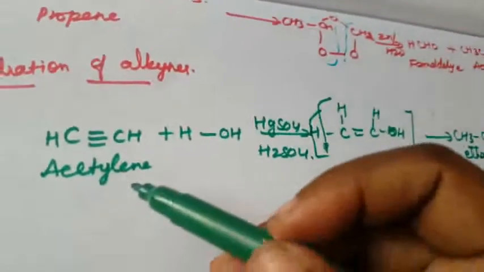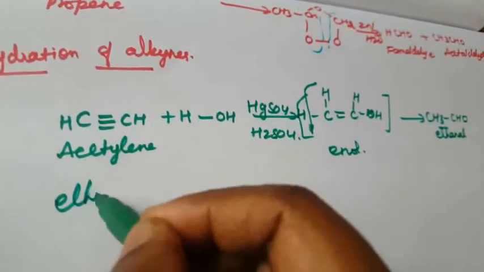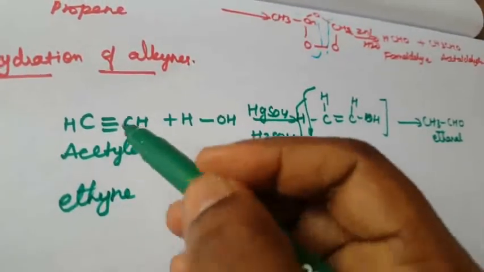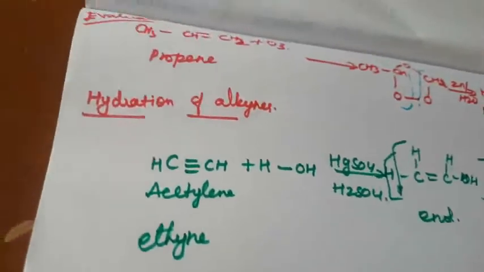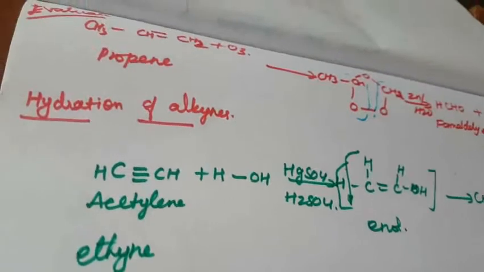This is called acetylene. How to write the IUPAC name? Two carbons with ethine, YNE. The triple bond takes the suffix YNE. This is called ethyne. This is hydration of alkyne.